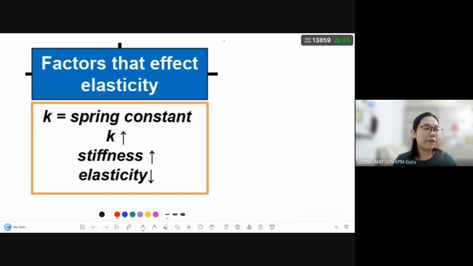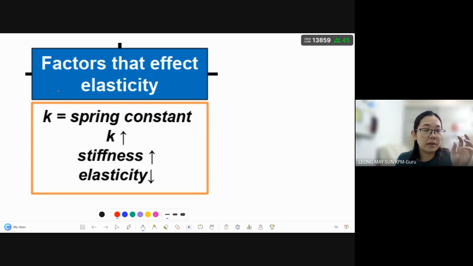Alright, we're going to talk about factors that affect elasticity. This kind of factors is more on modification questions, choices questions, decision making questions. So please be very aware, because normally these are the questions that have more marks. Factors that affect elasticity. All right, spring constant over here.